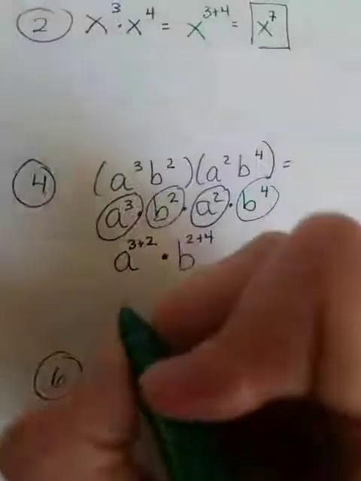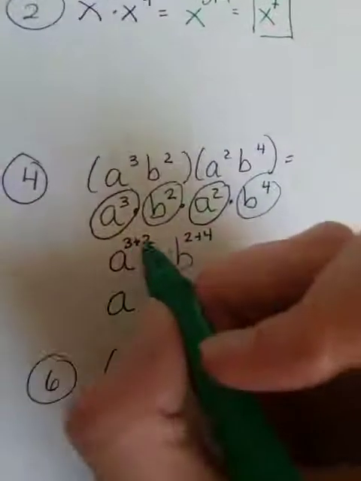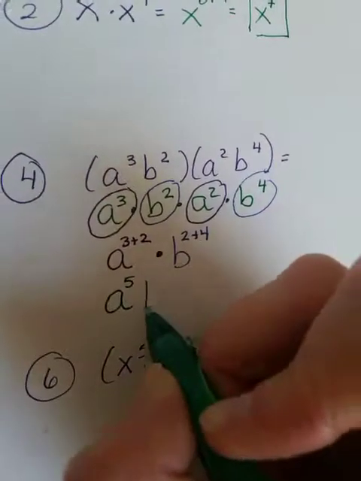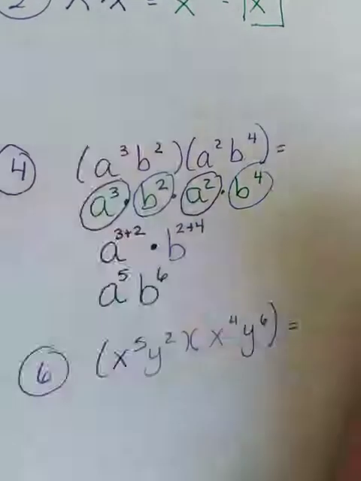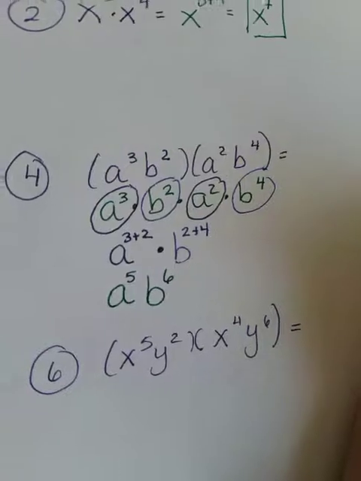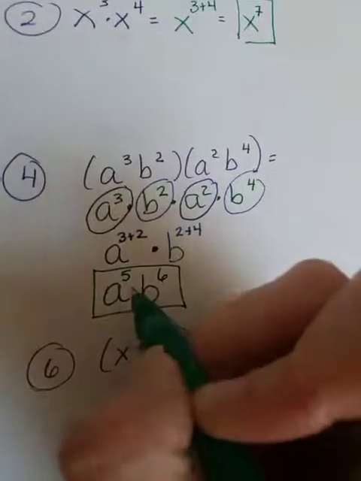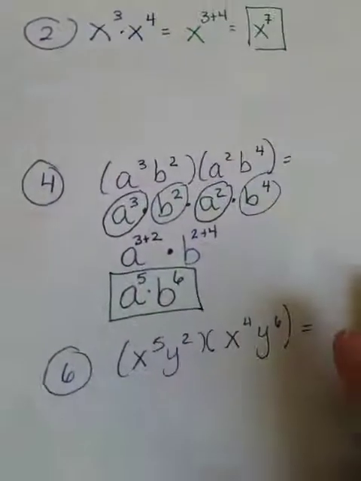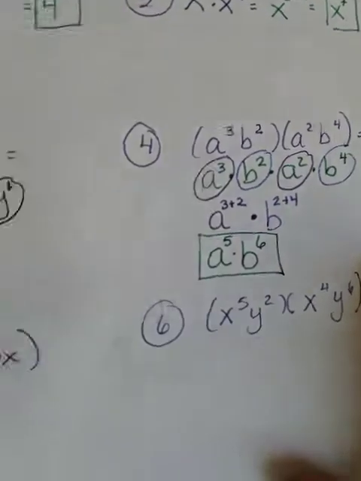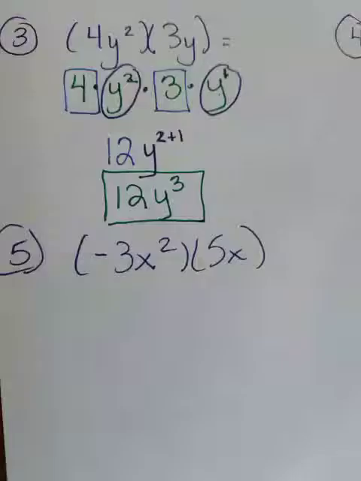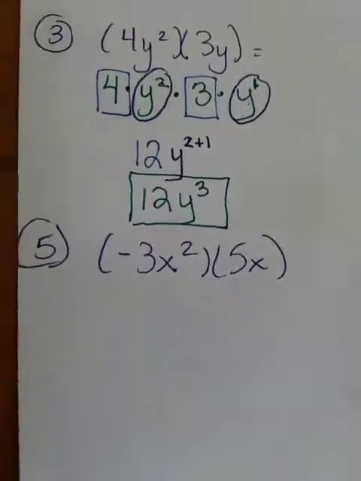So let's clean that up. This is a to the 5th because 3 plus 2 is 5. This is b to the 6th because 2 plus 4 is 6. There is multiplication going on in there, but remember, if you want to put the dot, you can. But also, when I put two variables next to each other like that, it means multiplication. Okay, next one, another example for you with numbers.